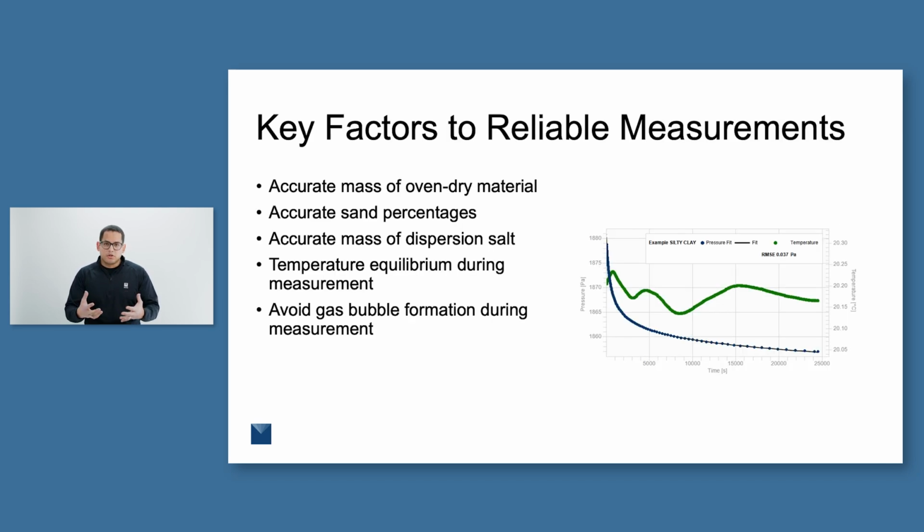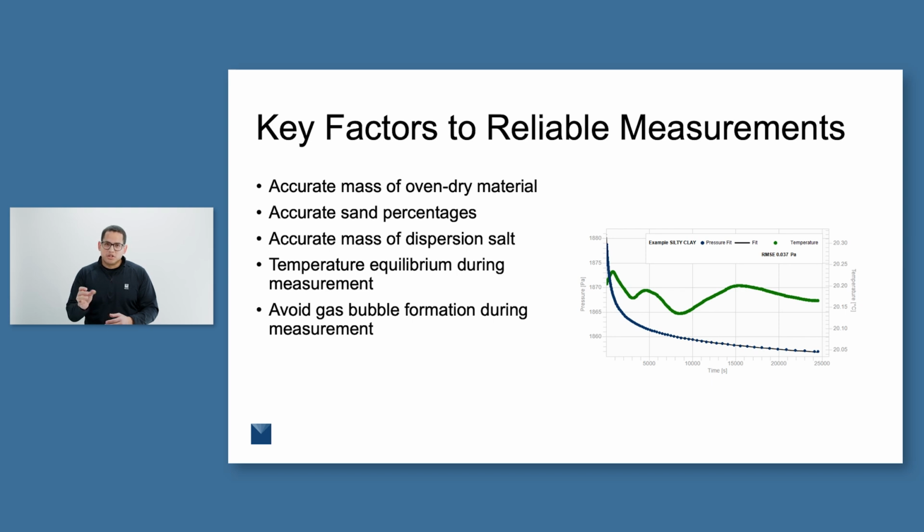We've talked about the pre-treatment and the post-processing, but there are some other factors that are really key to getting a reliable measurement. And this applies to a lot of these things that we've talked about. Everything is about mass balance, because we're measuring masses at different times to try and quantify the different fractions of soils that we're measuring. And so if you want an accurate measurement, you need to have an accurate mass of your oven dry material.